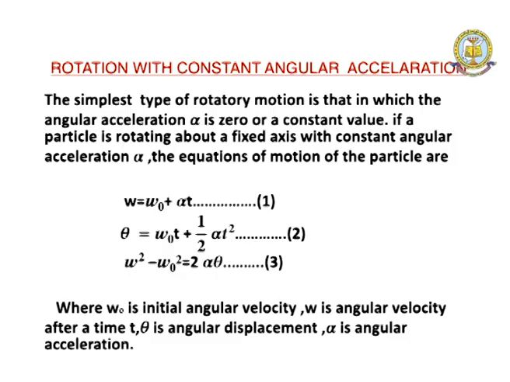Next, rotation with constant angular acceleration. The simplest type of rotational motion is that in which the angular acceleration alpha is equal to 0 or a constant value. If the particle rotates about a fixed axis with constant angular acceleration alpha, the equations of motion are: omega is equal to omega naught plus alpha t, theta is equal to omega naught t plus 1 by 2 alpha t square, and omega square minus omega naught square is equal to 2 alpha theta. These are the equations of motion of the particle.